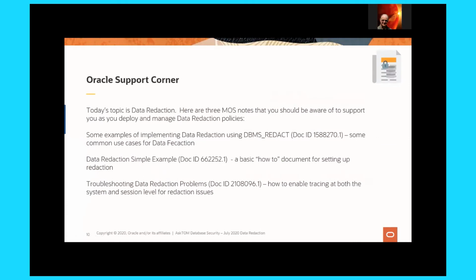Last thing before I turn it over to the star of the show, today's topic is data redaction. There's a couple of MOS notes that you may want to be aware of. The first 2 that I have listed here, these are walkthroughs similar to some of the easier things that Hakeem is going to show us today, but you'll have code samples that you can select from and try and play with within your own system. The third one is my favorite. Whenever I have a problem with something like data redaction, I want to know how to troubleshoot it. This third note, 2108096.1, tells me how to turn on tracing either at the system level or session level. Hopefully you'll never need it because you're going to pay attention to Hakeem and your policies will work perfectly every time. But just in case, it's always good to have that in your hip pocket.